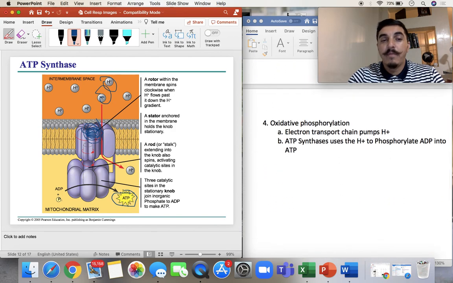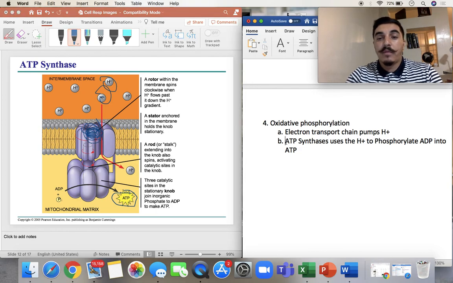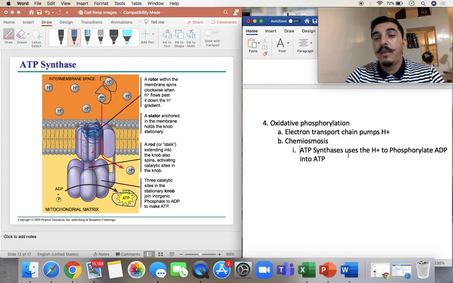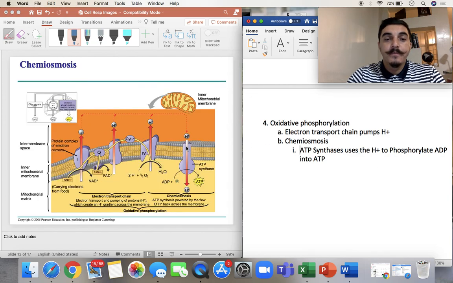Right here. The biggest source of ATP is during oxidative phosphorylation. So we have the electron transport chain and what is called chemiosmosis. Let's put that here. Chemiosmosis, and that's the ATP synthase, which uses the H pluses to phosphorylate ADP into ATP. Okay, awesome. So that's how that works.